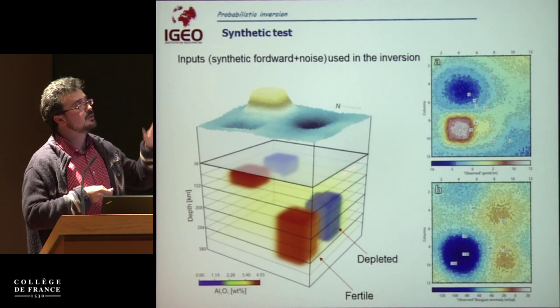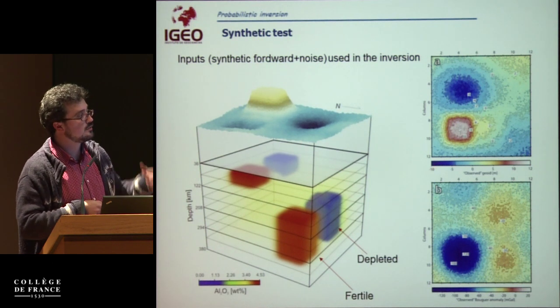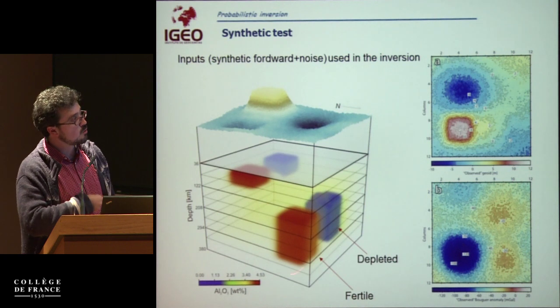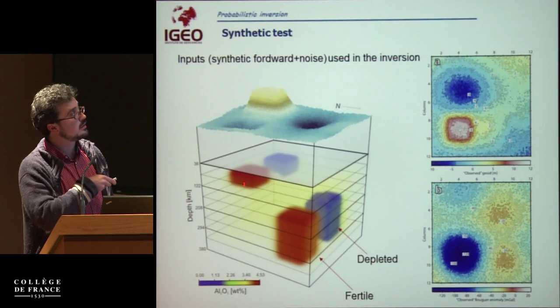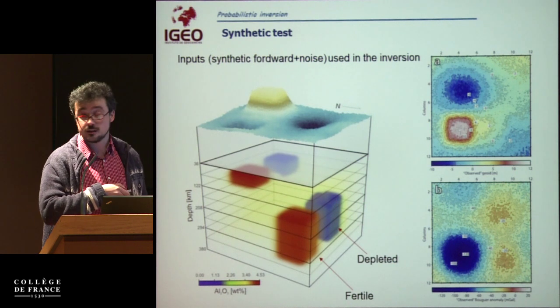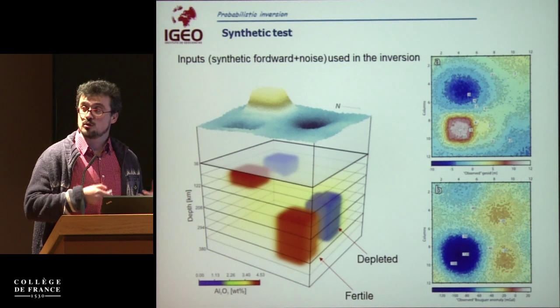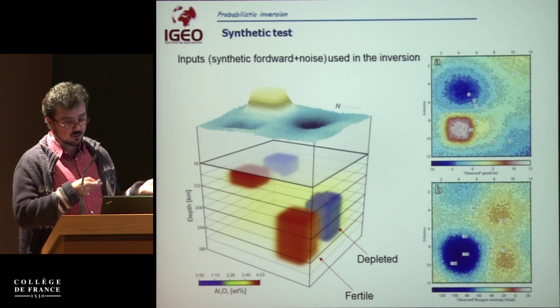This is a 3D image, so you get a better idea of what we have. The red blocks are the fertile ones. So you have one here in the sublithosphere, one here in the lithospheric mantle, and the same for the blue blocks, which are the depleted blocks. So what we do is compute the forward problem for this particular structure.